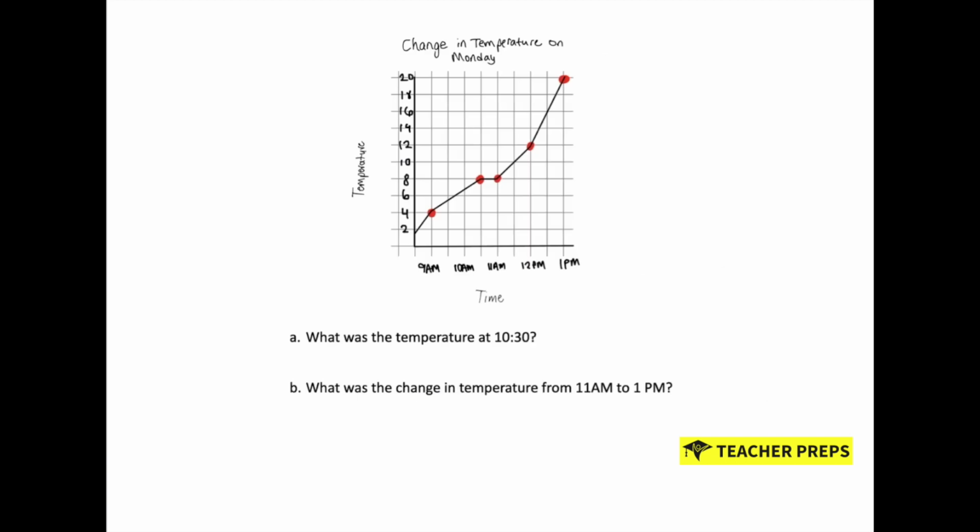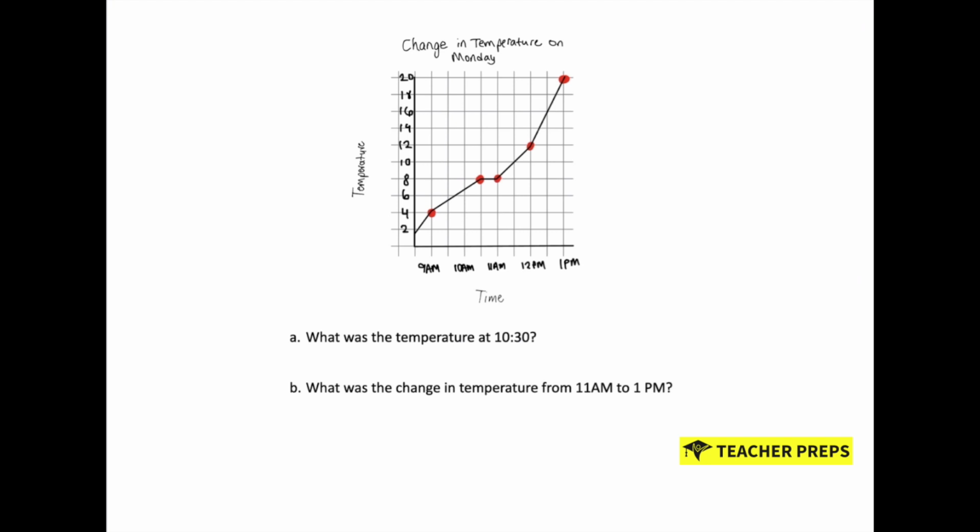Now let's move on to a new type of graph. This is a line graph. A line graph is a type of chart used to show information that changes over time. We plot line graphs using several points connected by straight lines. This is a line graph that shows the change in temperature on Monday. Let's answer the questions that follow.